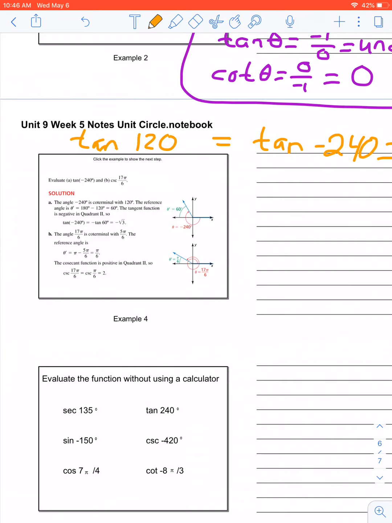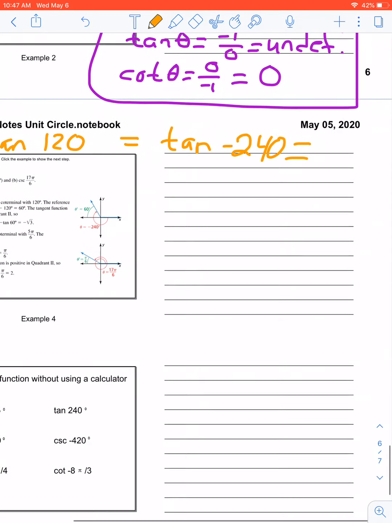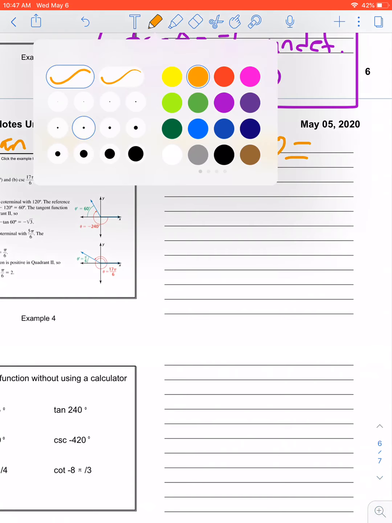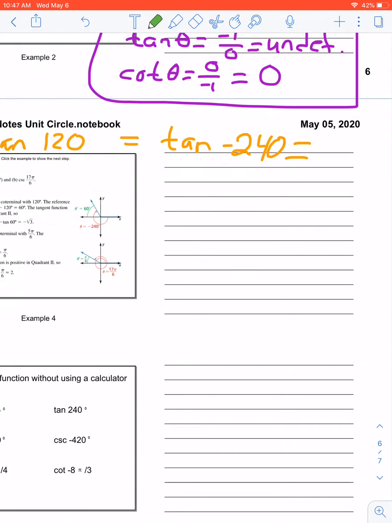Okay, so I go to 120 on my unit circle. And on my unit circle at 120, the point is -1/2, comma, √3 over 2. Here's my x, here's my y, or my adjacent and my opposite, and my hypotenuse is always 1. So I go to -240, which is the same thing as tangent of 120, and there's my point. Okay, so the first thing you want to do is write your point down.